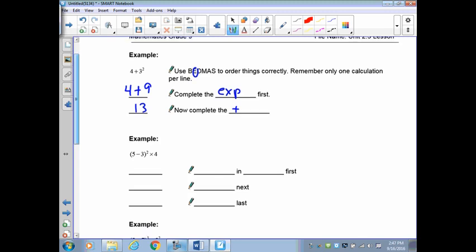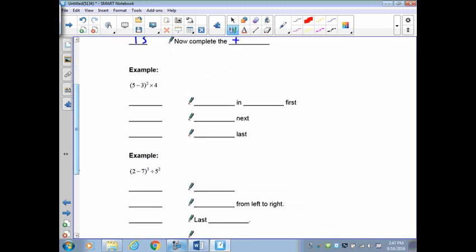5 take away 3, all squared, plus 4. So the first thing we have to do is take care of the subtraction inside our brackets. So 5 take away 3 is a 2. Don't lose the squared because we haven't used it yet. Now we can do the power.